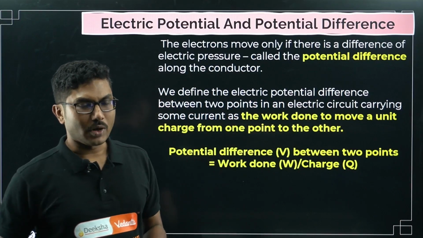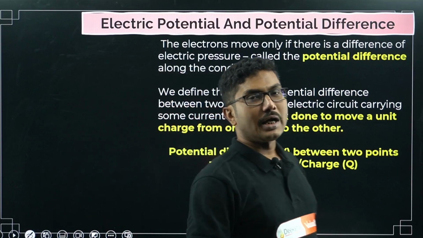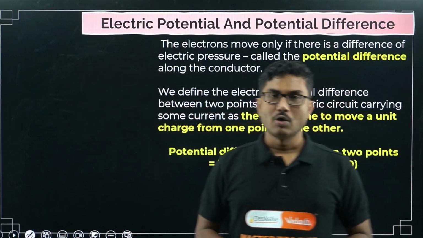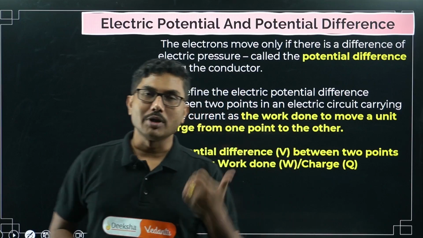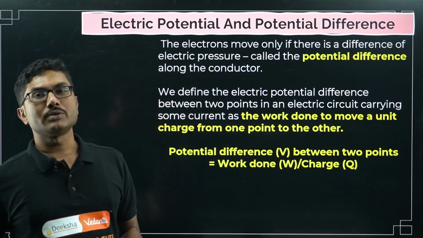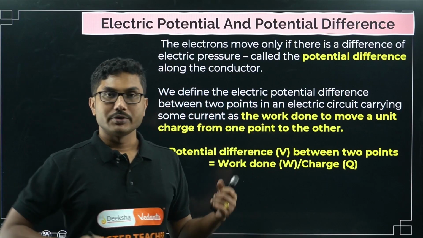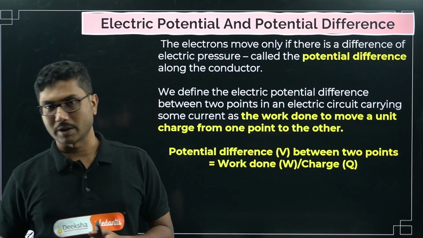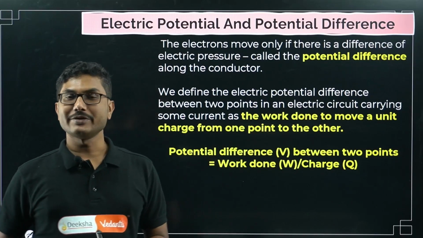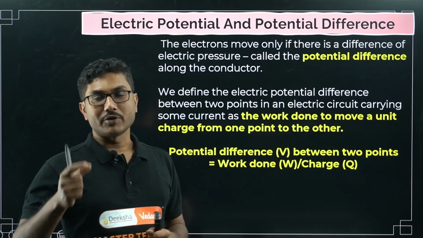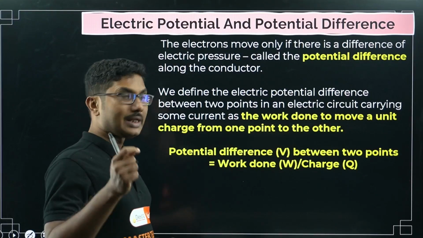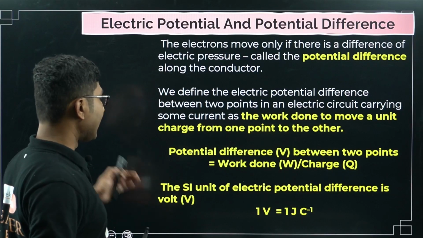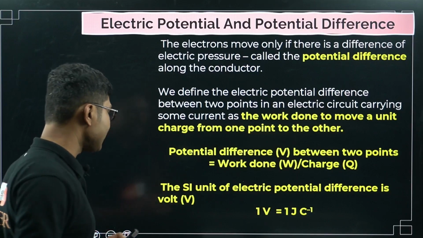But instead of taking 1 coulomb charge, what if you are taking 110 coulomb charge? Or maybe 1 nano coulomb charge? Then what is the potential difference? In that case, you cannot simply measure the work done and convert it into potential. You have to divide it by the amount of charge that you have moved. So be careful.